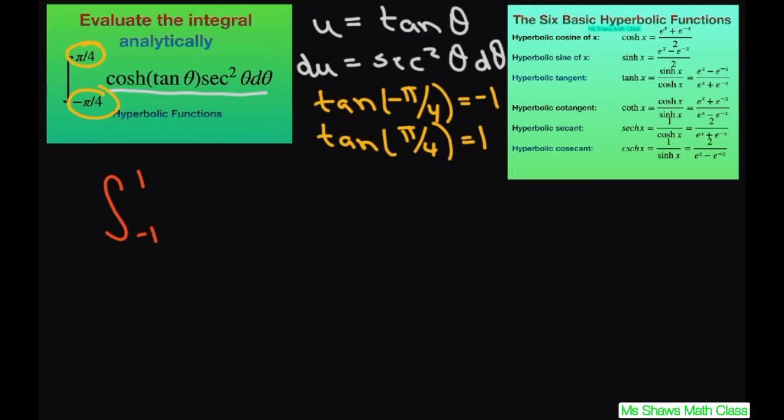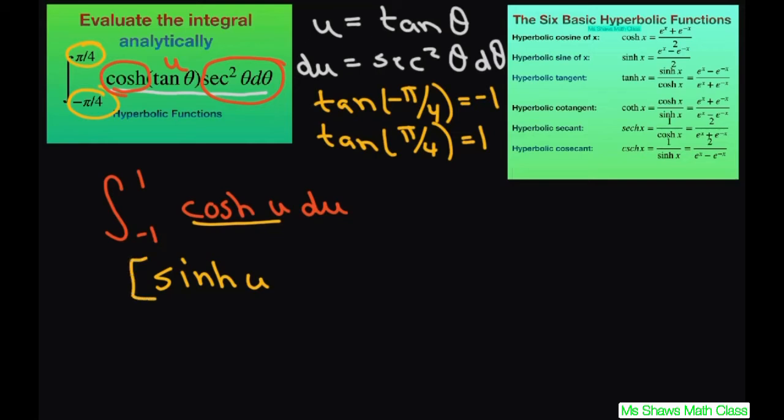And we have hyperbolic cosine of u. This is your u, and this part here is your du. All right, so when you integrate this, we're going to get hyperbolic sine of u. That's the antiderivative of this, and we're evaluating it from negative 1 to 1.